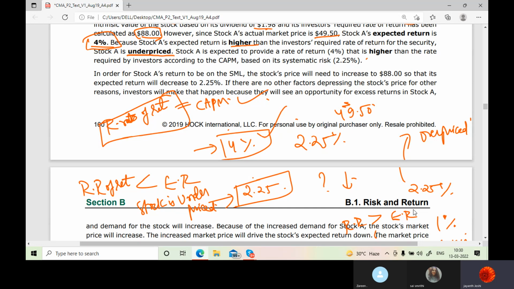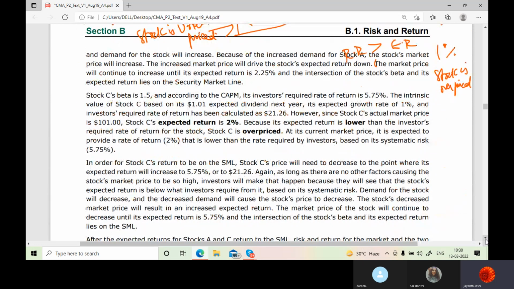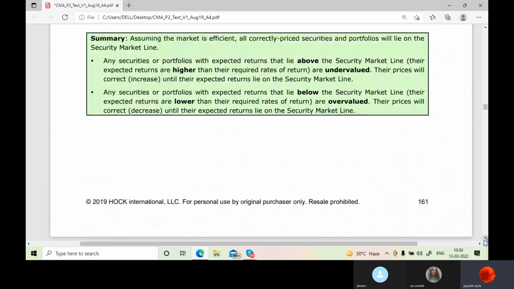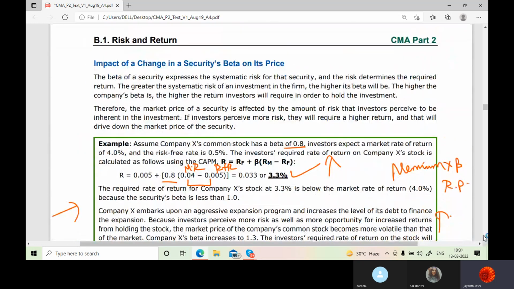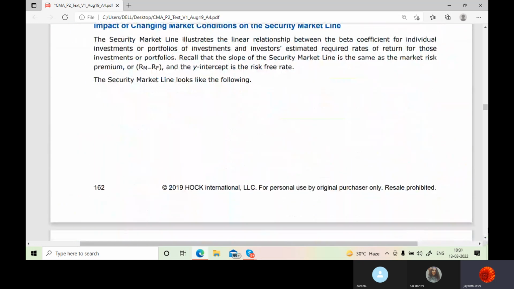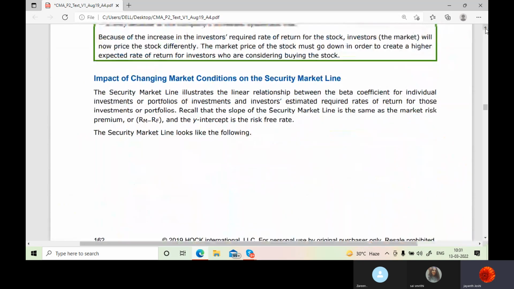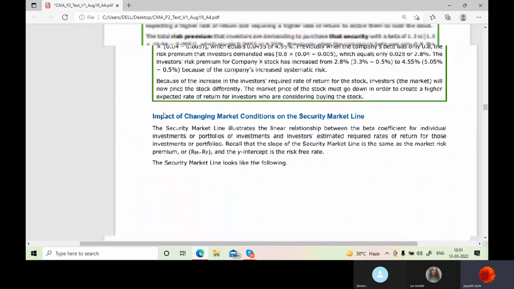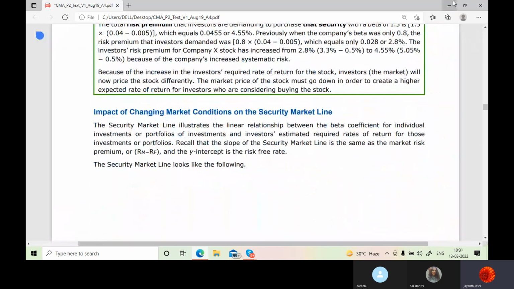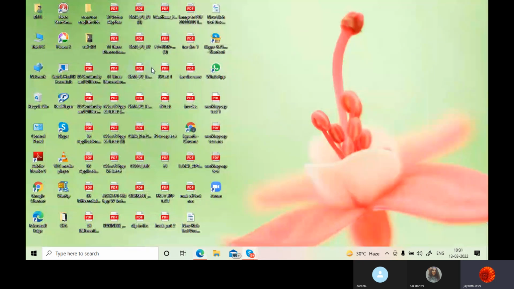Okay, let's move forward. So let's look at the impact of changing market conditions on the security market line. Just a second.